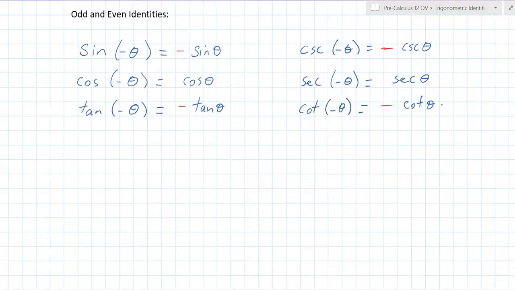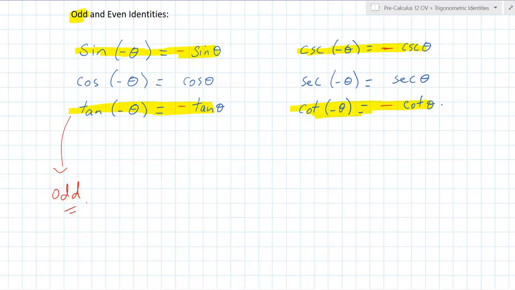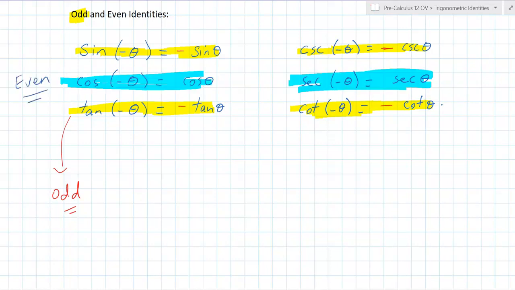So this is what we call odd and even. Odds are the ones that have a negative in front. So sine of negative theta is negative sine theta, tangents too, all of these are odd. The even values are the ones that basically stay positive. So cos of negative theta will be cos of theta, and the secant, because secant was the reciprocal of cosine, just stays positive as well.